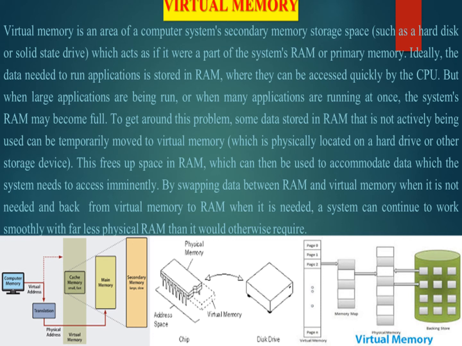This frees up space in RAM, which can be used to accommodate data which the system needs to access imminently, by swapping data between RAM and virtual memory when it is not needed, and back from virtual memory to RAM when it is needed. A system can continue to work smoothly with far less physical RAM than it would otherwise require.